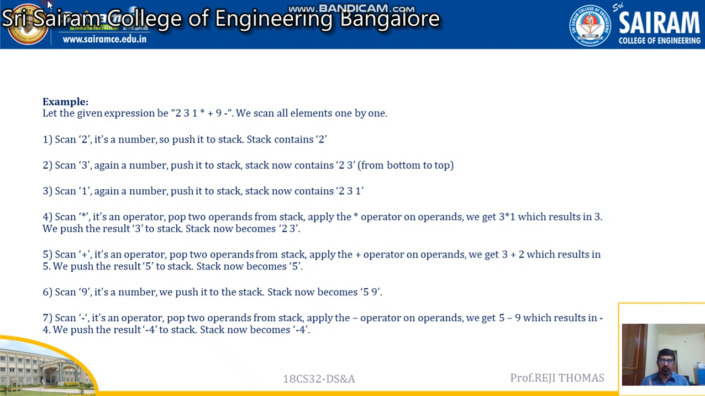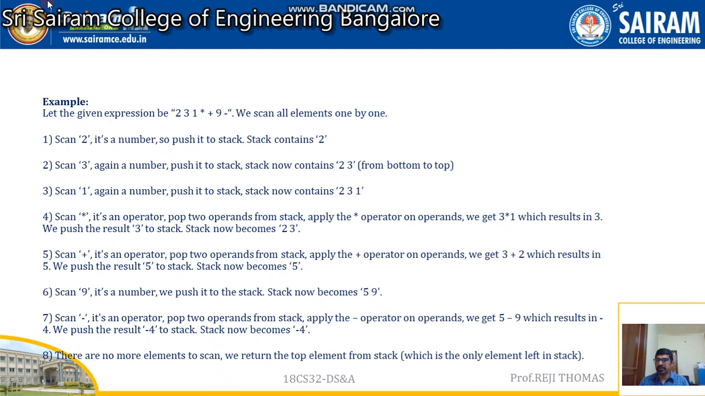So which is going to be 5 minus 9. Let me repeat, it's not 9 minus 5, it's 5 minus 9, and 5 minus 9 always gives you minus 4. So there are no more elements to scan. So we return what is at the top of the stack, which is minus 4, and minus 4 is going to be the result for this expression. So we have successfully evaluated a postfix expression, and on top of the stack we got the result for that, and we are done with this.